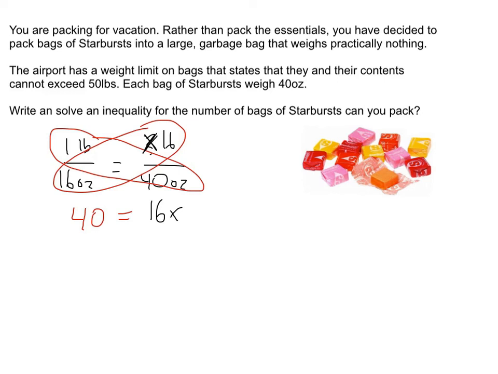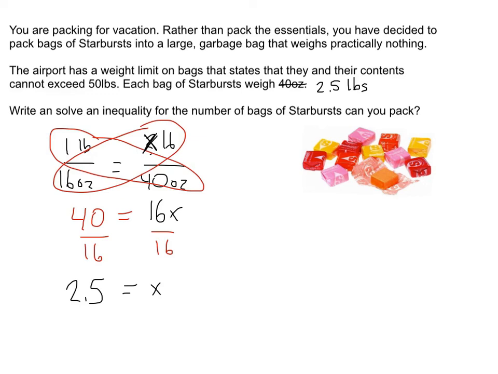So now we just divide by 16. Divide by 16, here we're solving an equation. x equals 2.5. Okay, so how many pounds does a bag of Starburst weigh? It does weigh 40 ounces, but instead of that, we're going to use 2.5 pounds. Okay, so it's 2.5 pounds per bag.